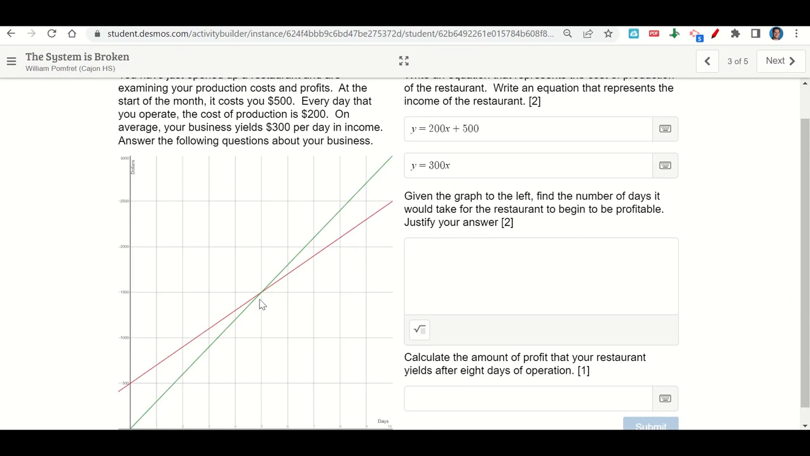So where do we become profitable? So right here, the red line represents our costs. The green line represents our profit. So we're still below our spending costs all the way up until this point right here, which is right around $1,500, and that's after 5 days. So we would state in words where that is and how we know.